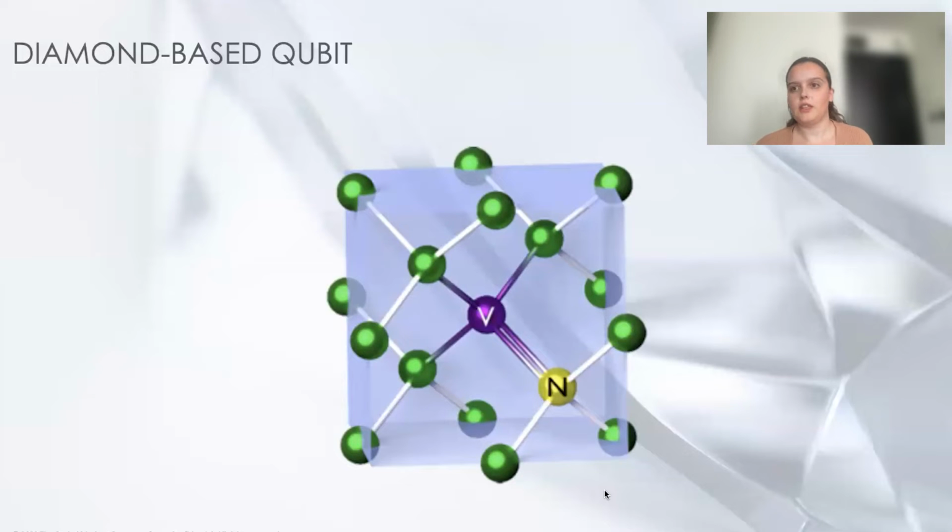And one thing that's quite interesting about a nitrogen vacancy center is for the qubit itself. So for the state of 0 and 1, this actually just represents different energy levels of the electron spin.